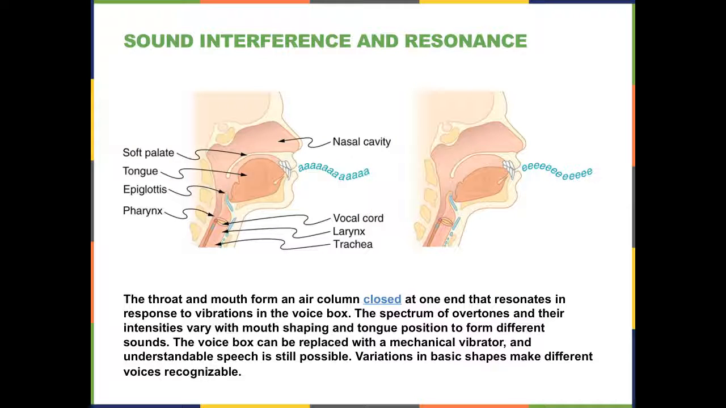Now the throat is a closed tube, and it resonates that way. The spectrum of overtones and their intensities are then shaped by the mouth and the tongue. We commonly do this in people with laryngeal cancer. We have to take their voice box out, and therefore you can still have speech by emitting a sound that they can basically fluctuate with their mouths.